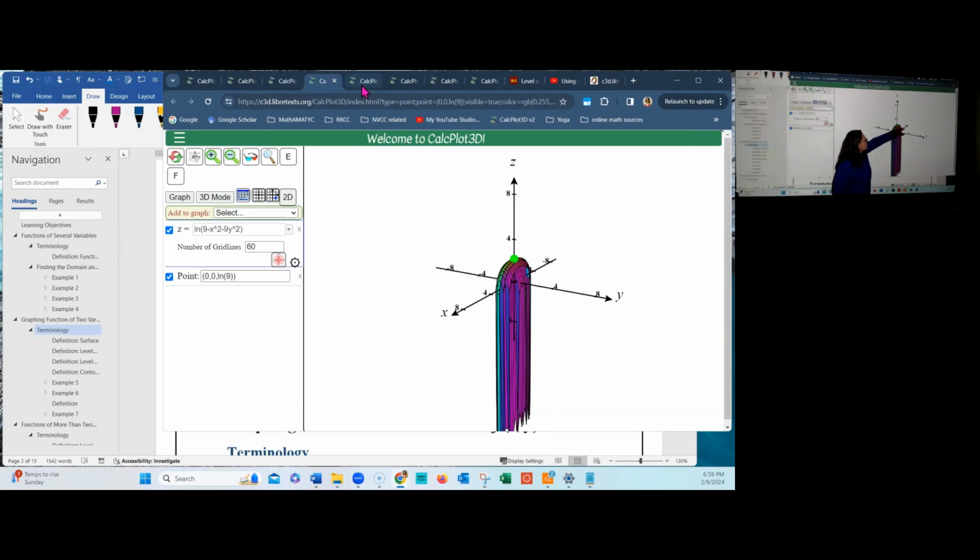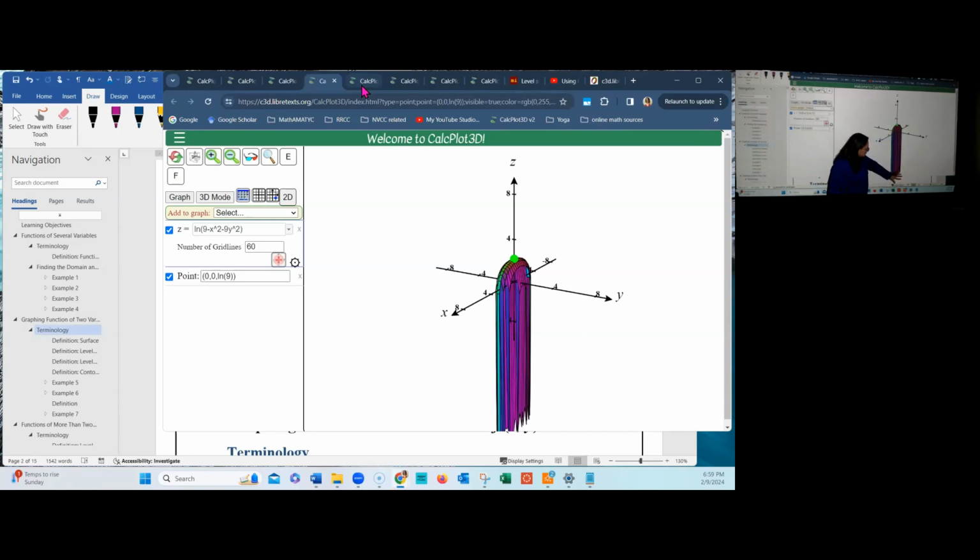And what's with this green dot at the top? Well, the green dot at the top represents the maximum value of the function. When x is 0 and y is 0, the z value is the natural log of 9. So that represents our maximum value on this function. And I plotted it in green. Now, it goes down forever.